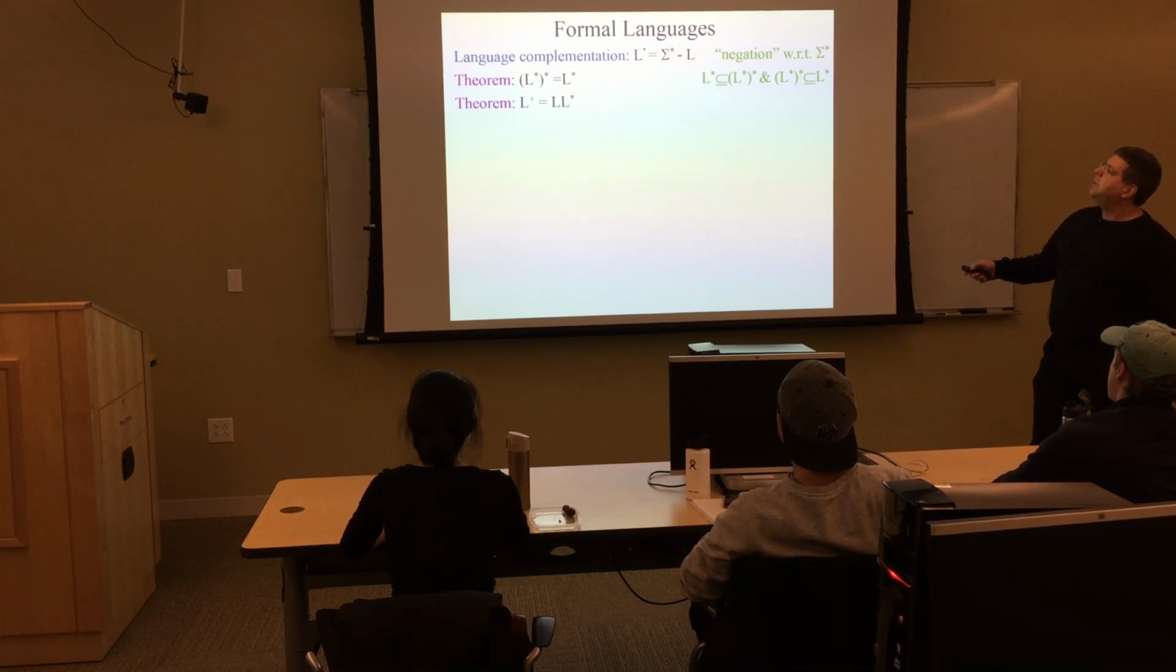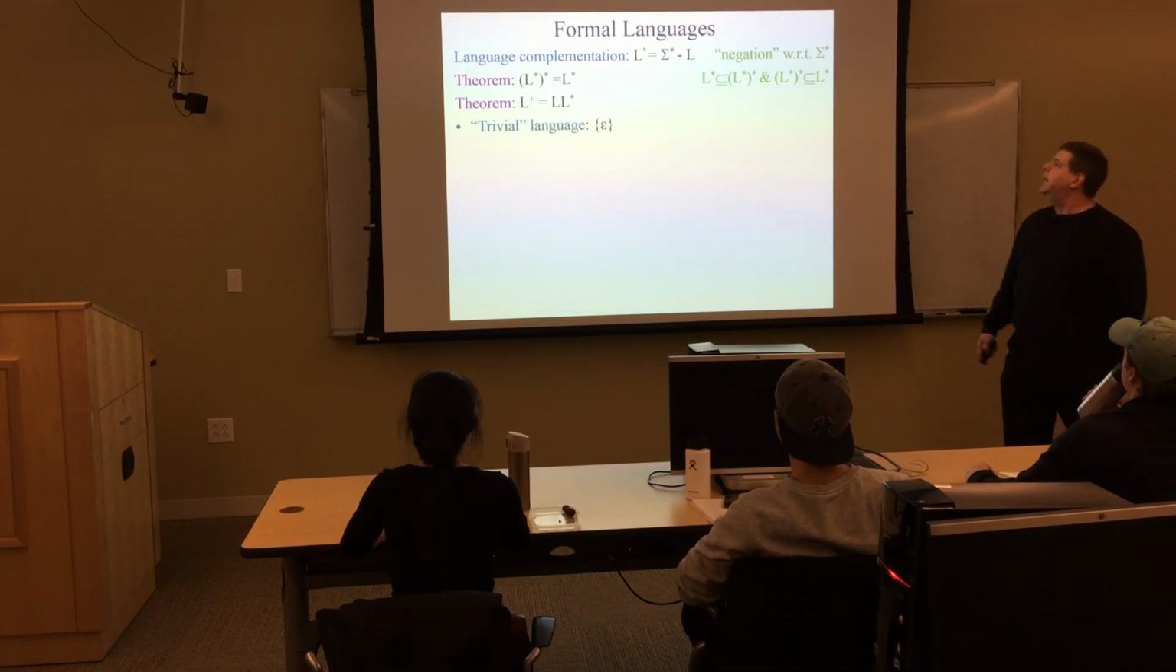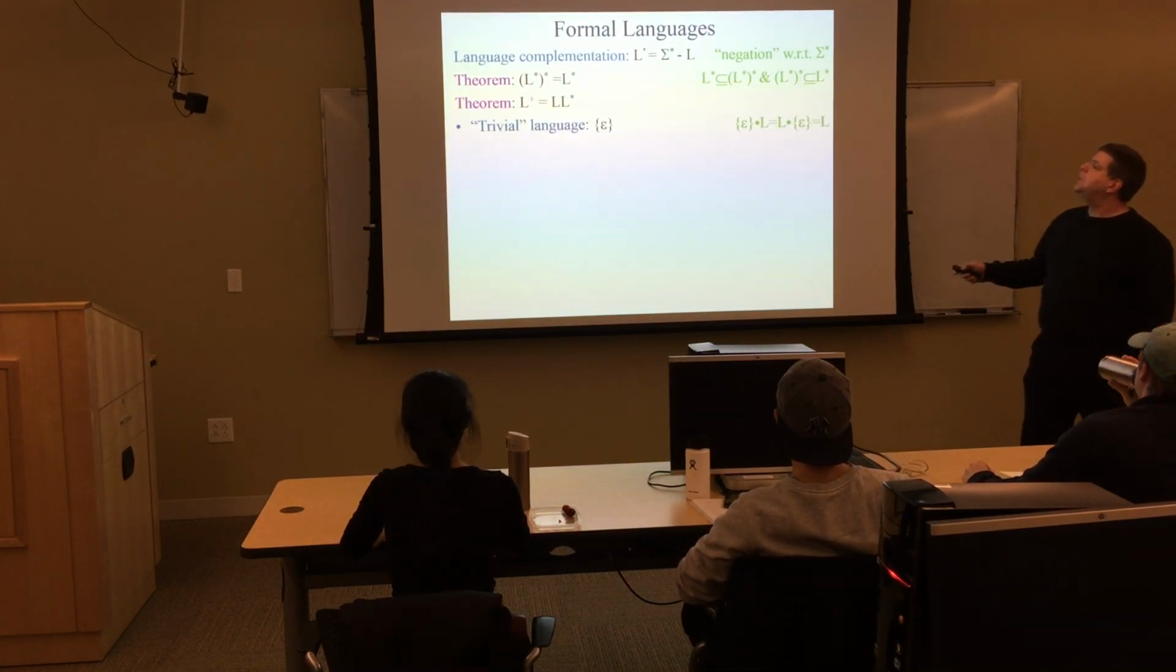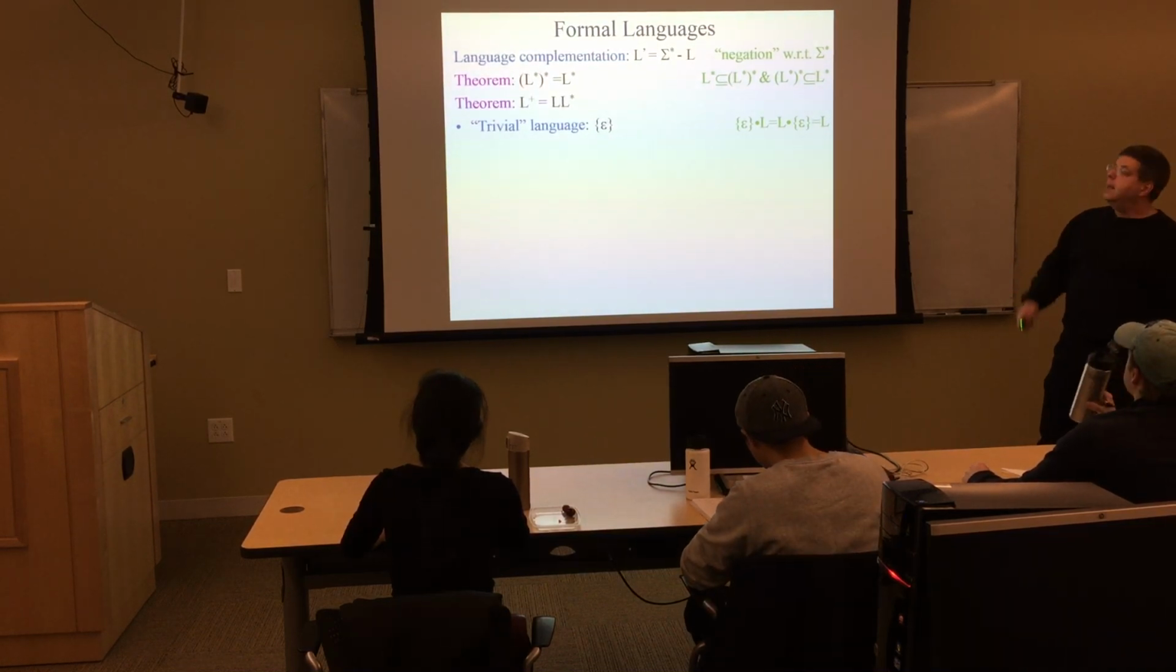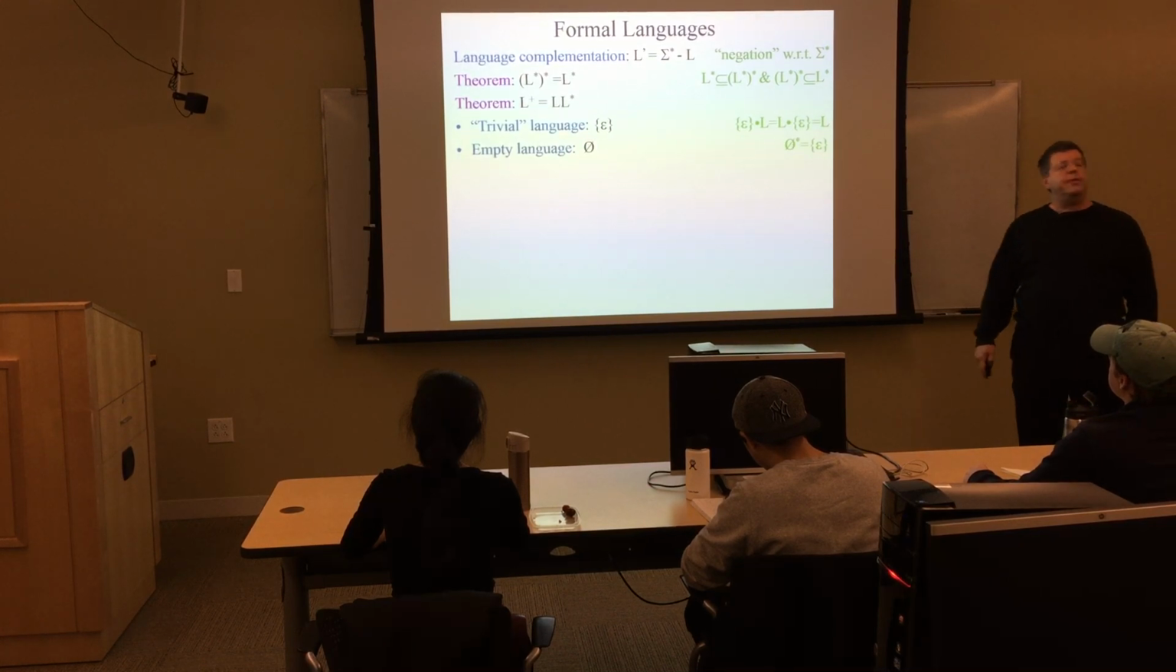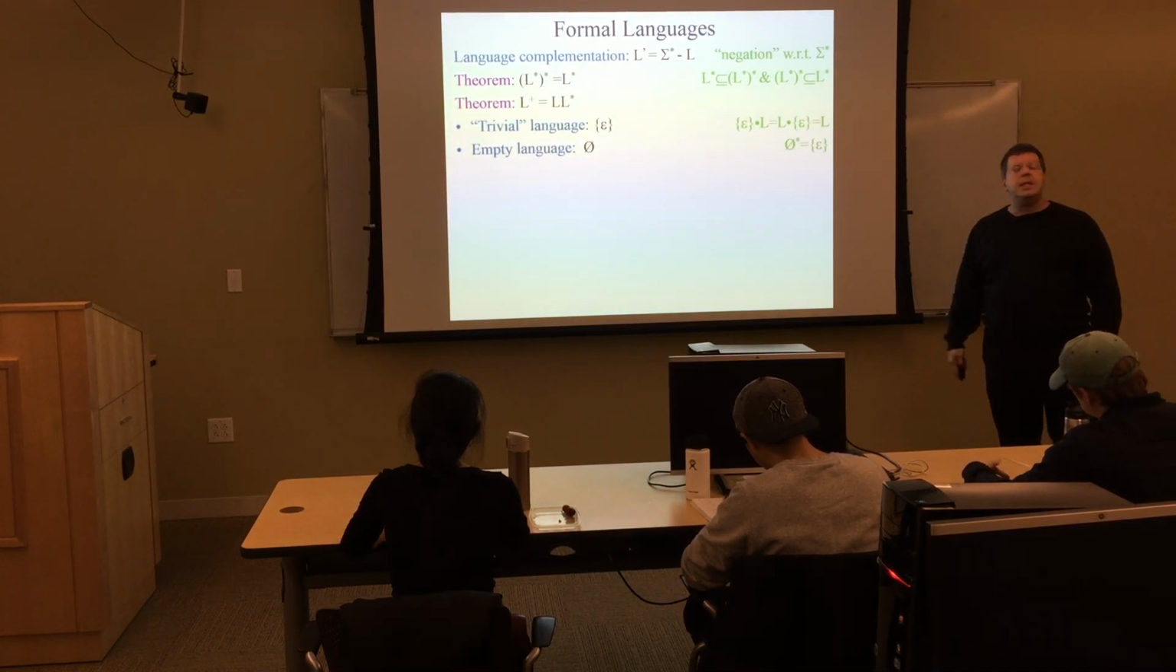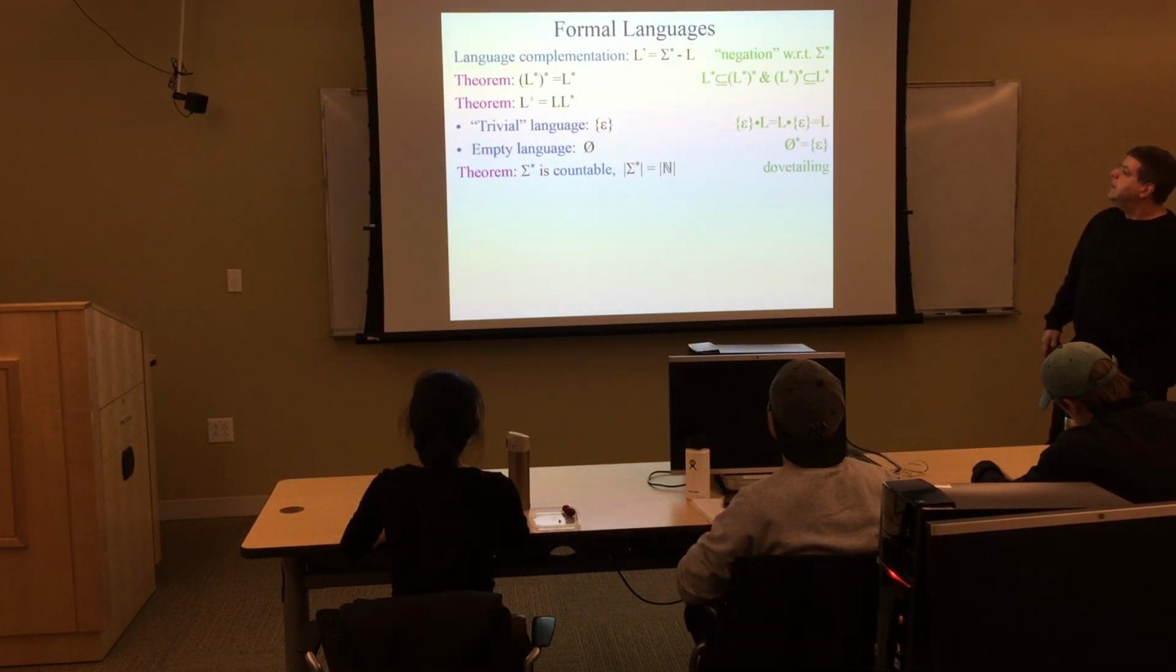You can also show that L plus is L star. The trivial language is the unique language containing the empty string. Its size is 1. The empty language is different than a trivial language. Its size is 0. It's the empty set. So don't confuse those two.